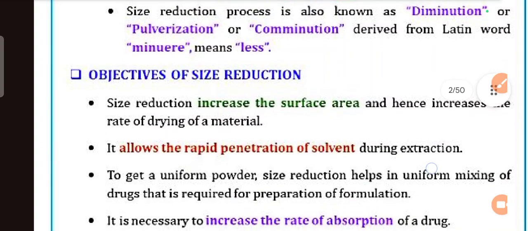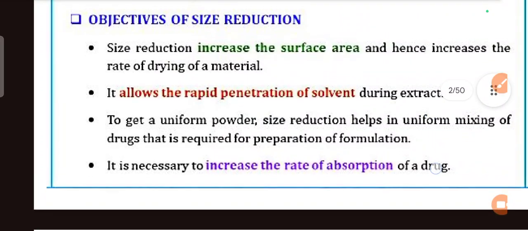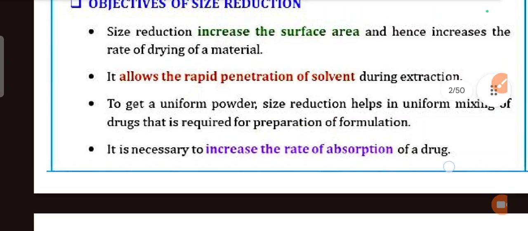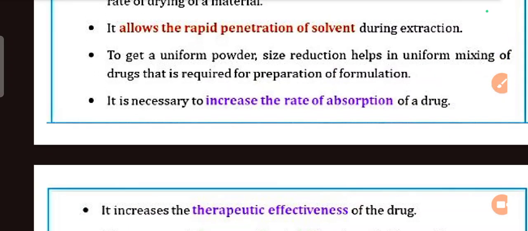Objectives of size reduction. Size reduction increases the surface area and hence increases the rate of drying of a material. It allows the rapid penetration of solvent during extraction. To get a uniform powder, size reduction helps in uniform mixing of drugs that is required for preparation of formulation. It is necessary to increase the rate of absorption of a drug.